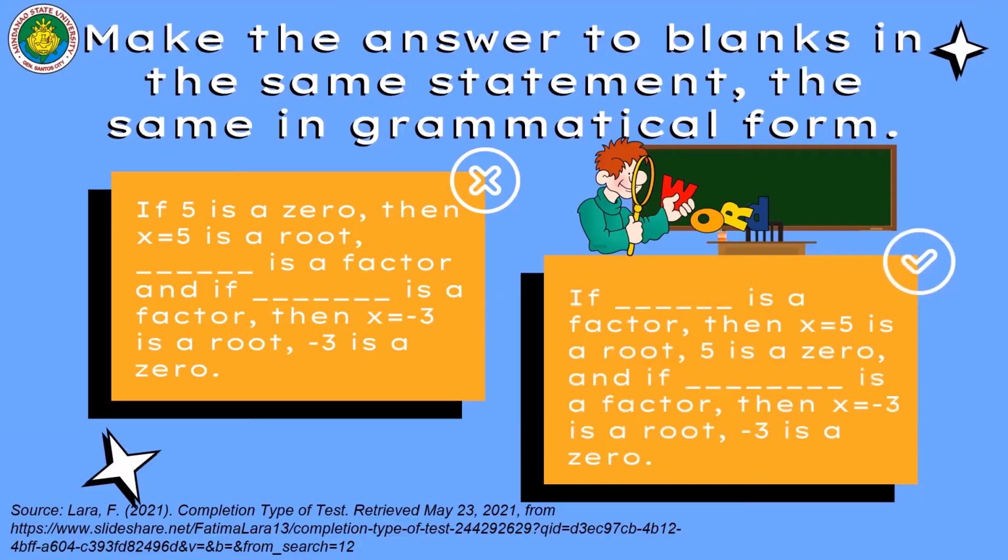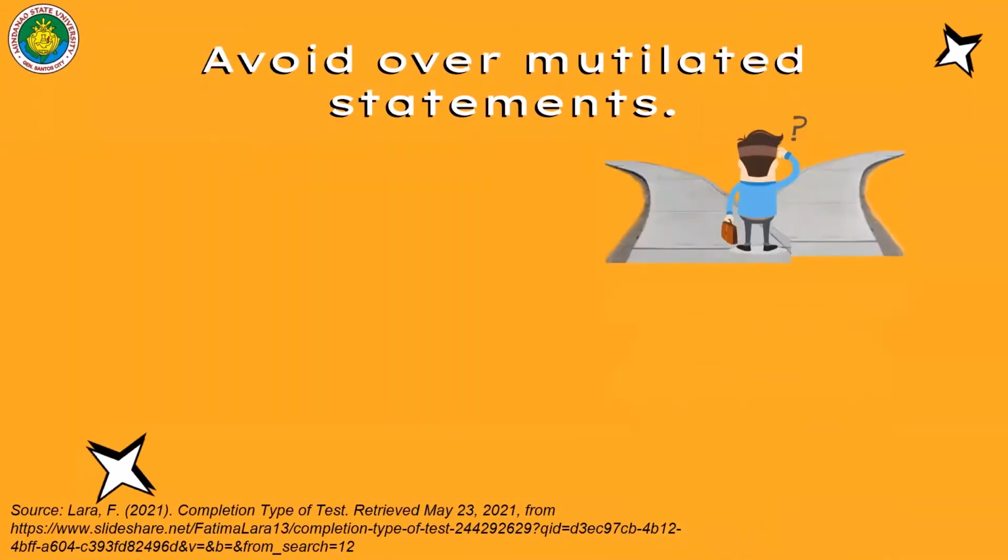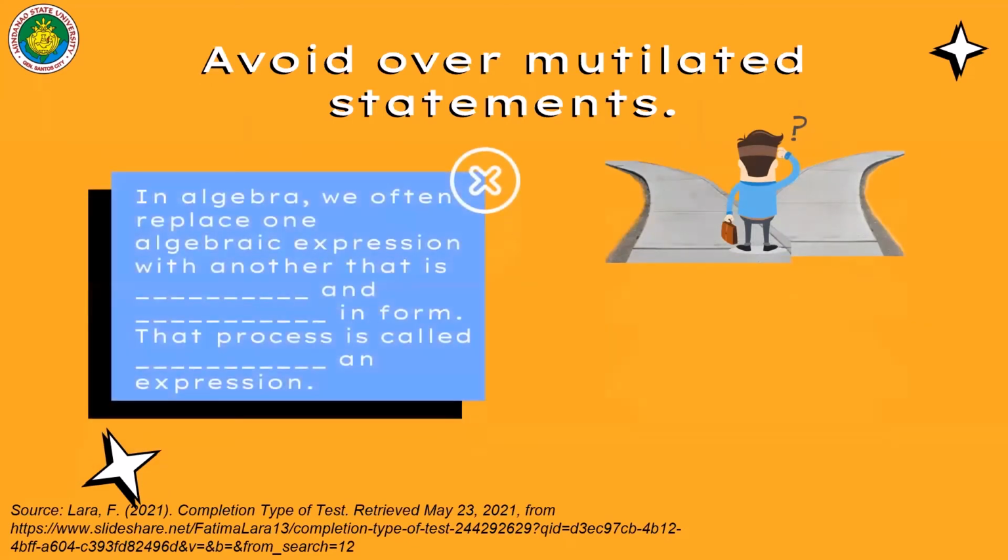All right, so let's proceed with the fifth guideline, which is to avoid over-mutilated statements. So for example, in algebra, we often replace one algebraic expression with another that is blank and blank in form. That process is called blank an expression. To mutilate is to damage something violently by removing a part. So in the statement, the intended meaning is lost.